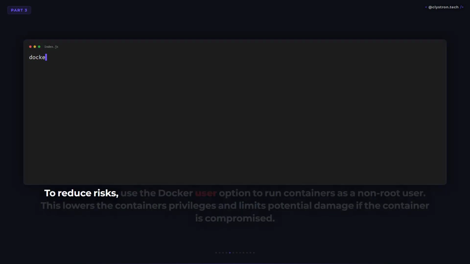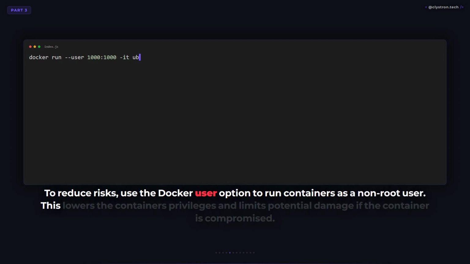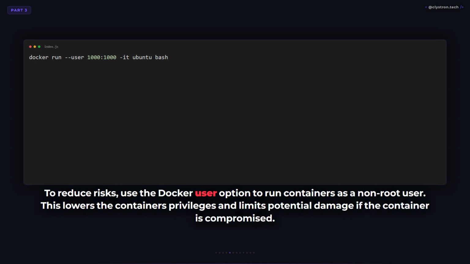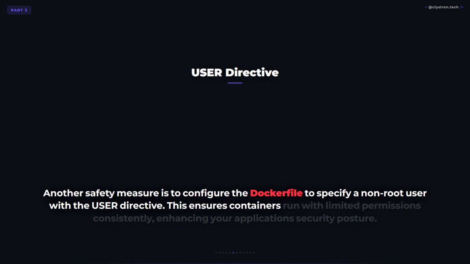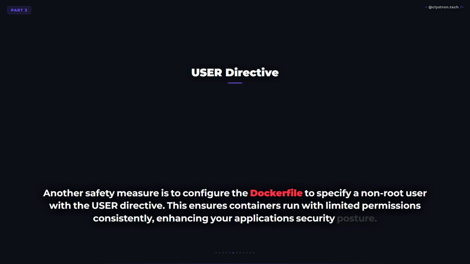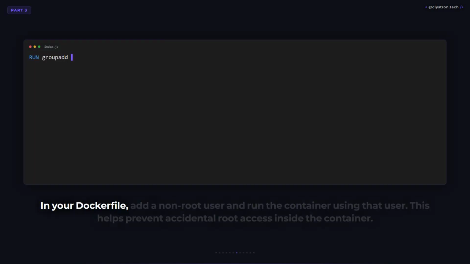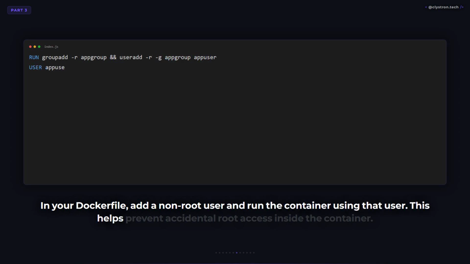To reduce risks, use the Docker user option to run containers as a non-root user. This lowers the container's privileges and limits potential damage if the container is compromised. Another safety measure is to configure the Dockerfile to specify a non-root user with the USER directive. This ensures containers run with limited permissions consistently, enhancing your application's security posture. In your Dockerfile, add a non-root user and run the container using that user. This helps prevent accidental root access inside the container.